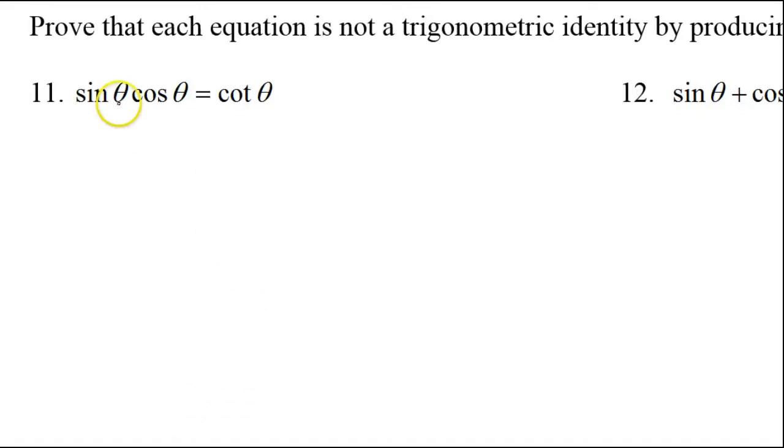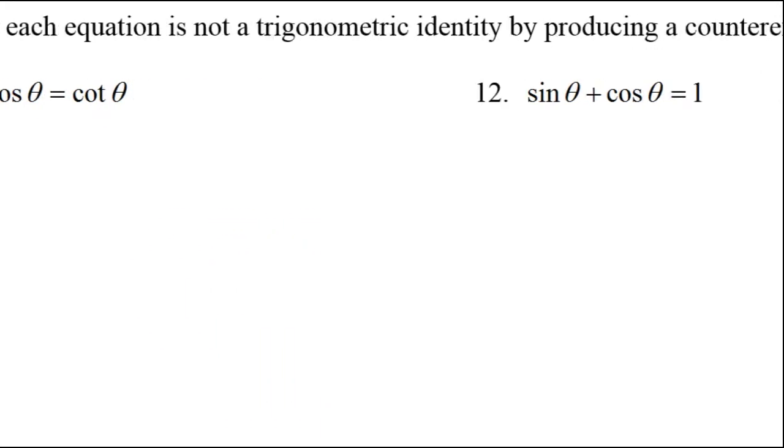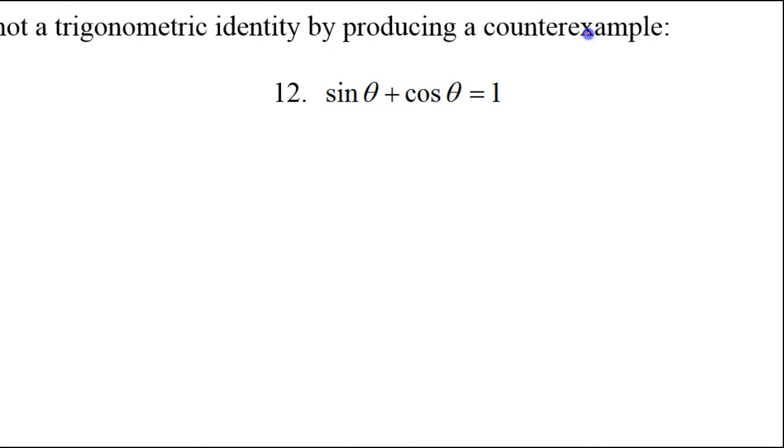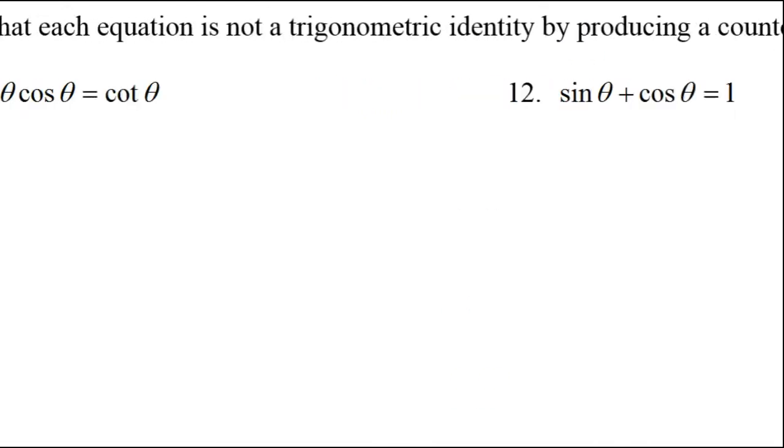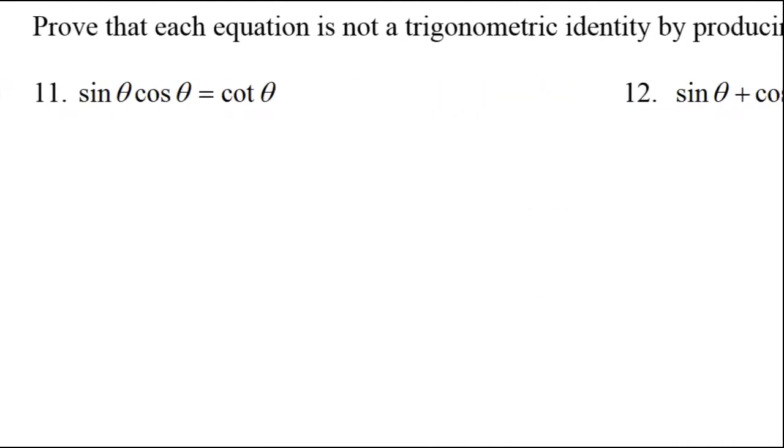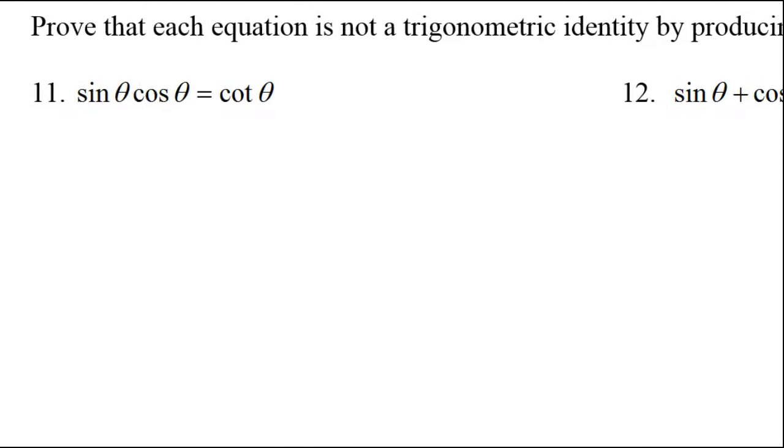In this video, we are given some trigonometric equations, and we are going to prove that they are not trigonometric identities by producing a counterexample. In other words, we're going to show that they are not always true by coming up with an example that is not true.